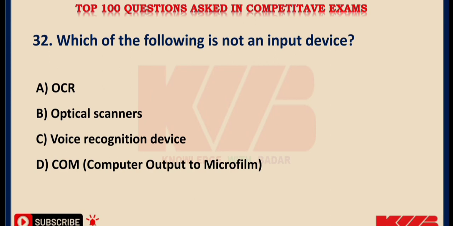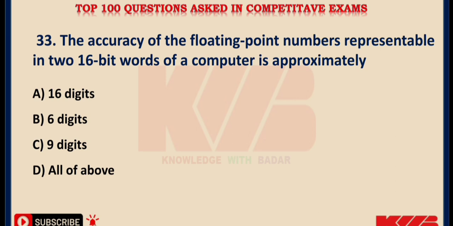Next question. Which of the following is not an input device? OCR, optical scanner, voice recognition device, or COM, computer output to microfilm? And the correct answer is computer output to microfilm. The accuracy of the floating point numbers representable in 16-bit words of a computer is approximately: 16 digits, 6 digits, 9 digits, or all of the above? Yes, it is 6 digits.